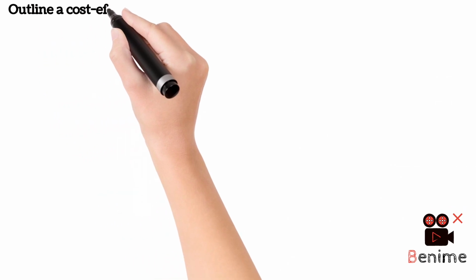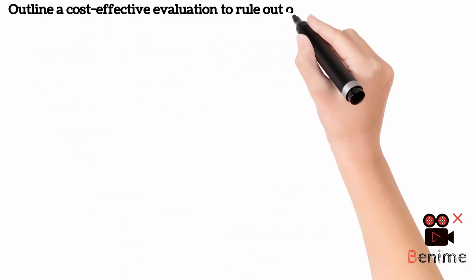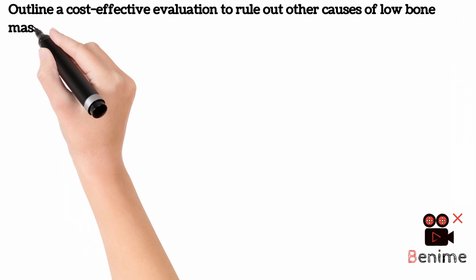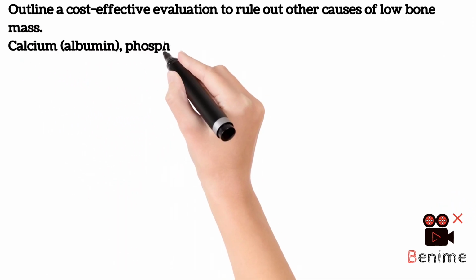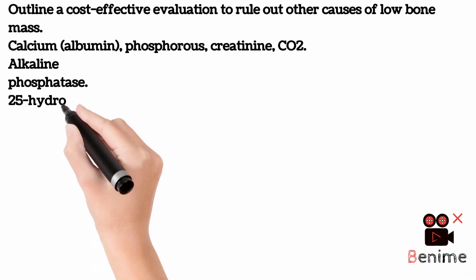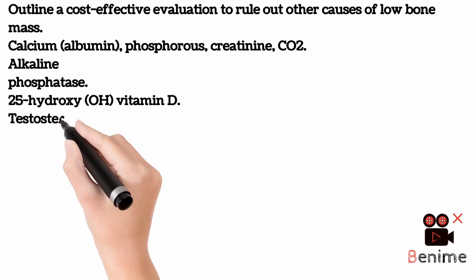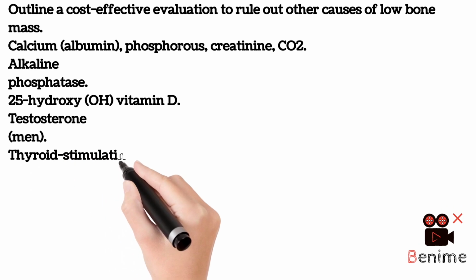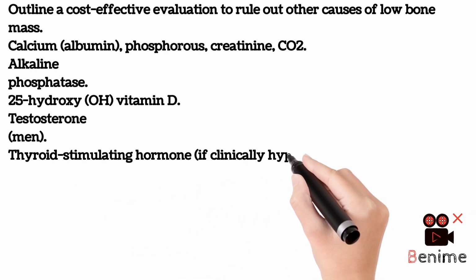Outline a cost-effective evaluation to rule out other causes of low bone mass. Calcium, albumin, phosphorus, creatinine, CO2. Alkaline phosphatase. 25-hydroxy vitamin D. Testosterone in men. Thyroid-stimulating hormone, if clinically hyperthyroid.